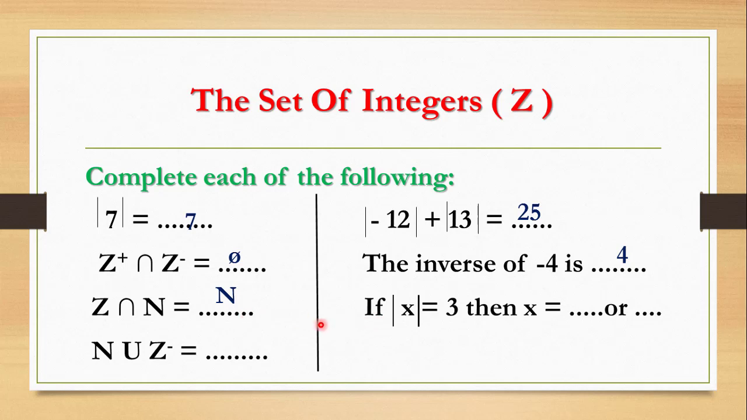Okay, also here we have natural numbers union Z negative, it will be Z. The last one, if the absolute value of a number x equals 3, so x is what or what? The absolute value means only the positive number, but x can be negative or positive. The absolute value of negative 3 is 3. Also the absolute value of 3 is 3. So x is negative or positive 3.